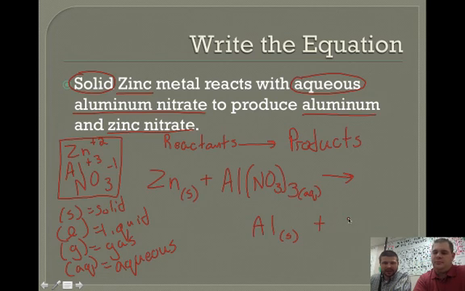And then zinc nitrate. If I look over there in my charge box, zinc is 2+ and nitrate is -1, so that's ZnNO3. Crisscross the 2, the 1 just cancels, and so Zn(NO3)2. So there is our equation, and that's all you'll have to do if it asks you to write the equation.